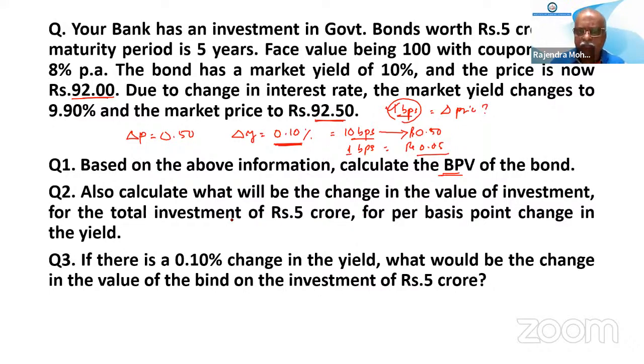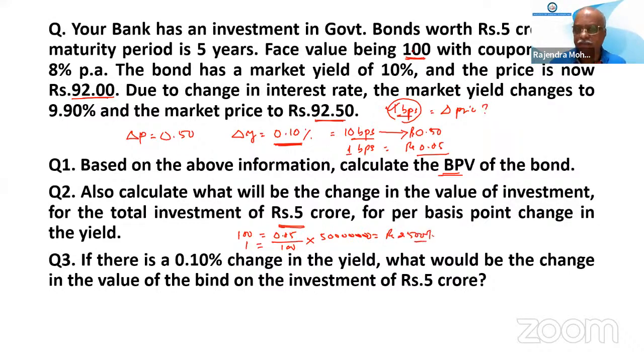Second question: calculate the change in the value of investment for a total investment of 5 crore. We are doing this for a bond where the face value is 100 rupees. So for 100 rupees, it was 0.05 rupees. Simple thing. So for 1 rupee, how much? 0.05 divided by 100. For 5 crore, how much? So if you solve this one, it will become 25,000.